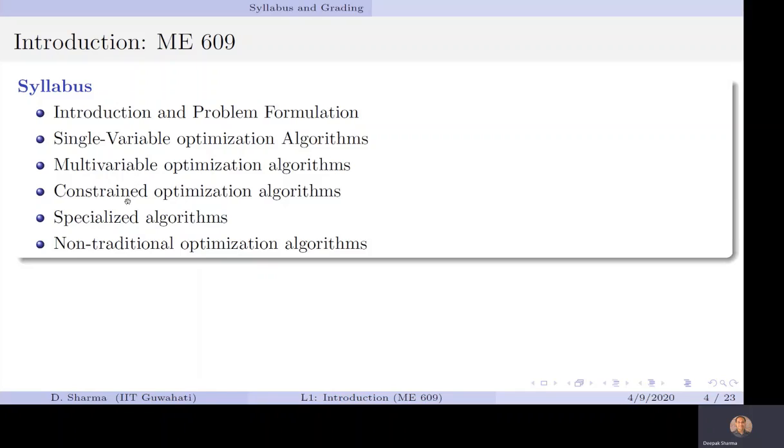Then comes constraint optimization, and you will realize the constraints are part of all engineering optimization problems. When the constraints are there, the behavior of the problem changes. Therefore, we have different kinds of optimization algorithms for constrained problems. Thereafter, we will deal with some specialized algorithms. And at the last, we will cover non-traditional optimization algorithms, such as the genetic algorithm.